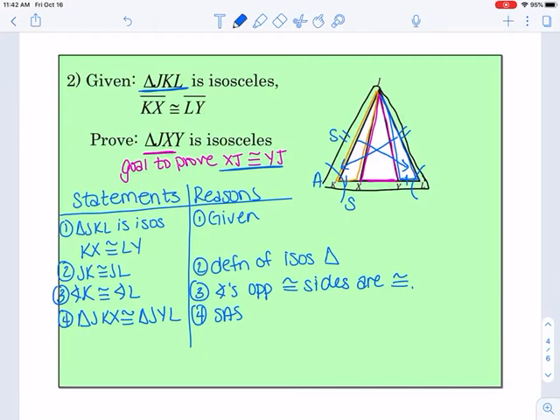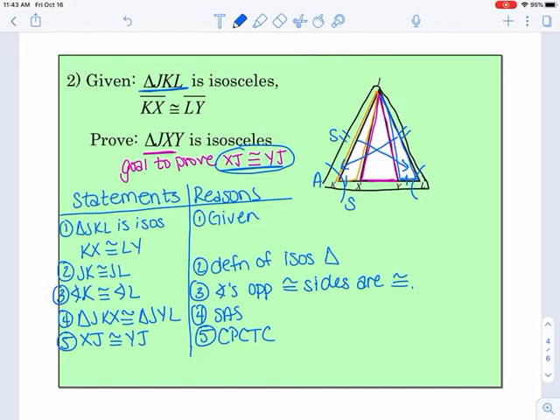Okay, but again, that's not what I wanted to prove. I want to prove that JXY is isosceles. So again, our goal was to prove that these two things were congruent. I have not done that yet, but I can do that now because XJ is part of my orange triangle and YJ is part of my blue triangle. So I can now say XJ is congruent to YJ, and that is because of CPCTC, corresponding parts of congruent triangles are congruent.